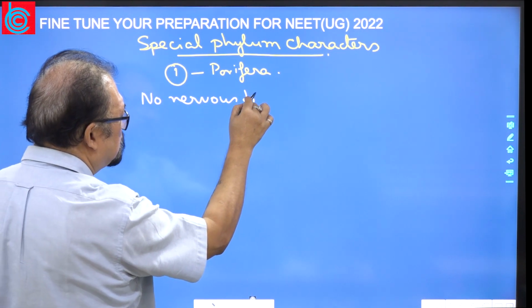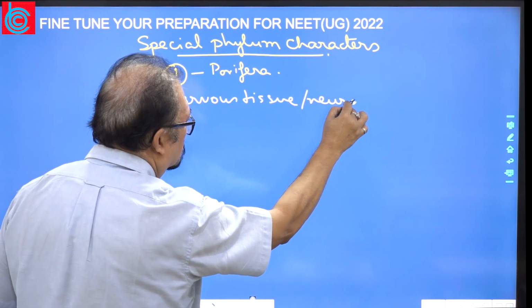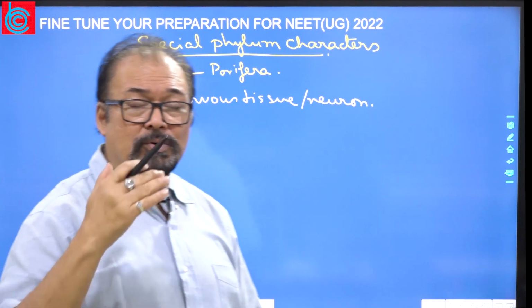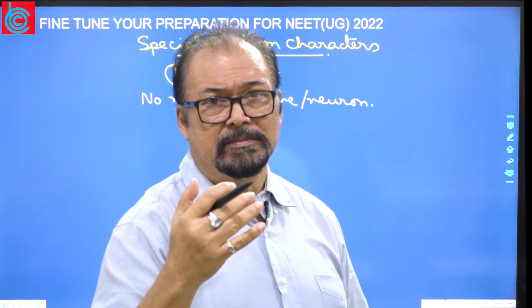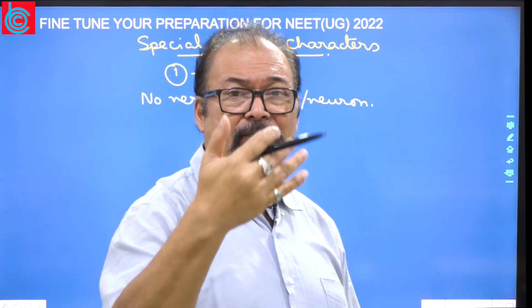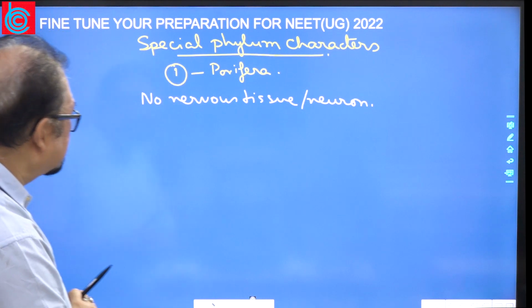no nervous tissue, neuron. The only animal, the only phylum where there is no nervous tissue or the neuron, that is the Porifera. In the sponges, there is no feeling, no sensitivity, no sense is there for external stimuli.